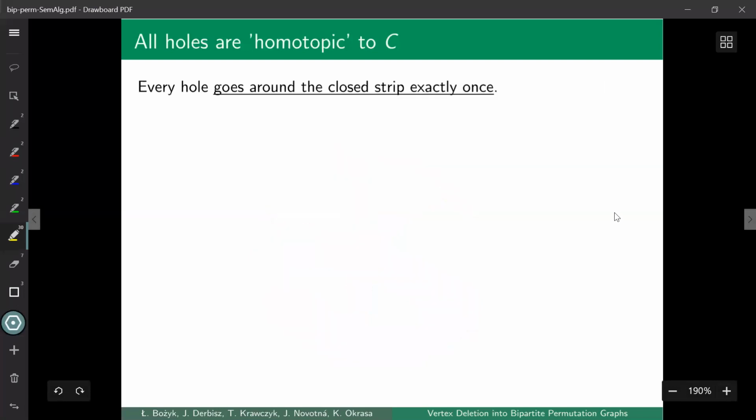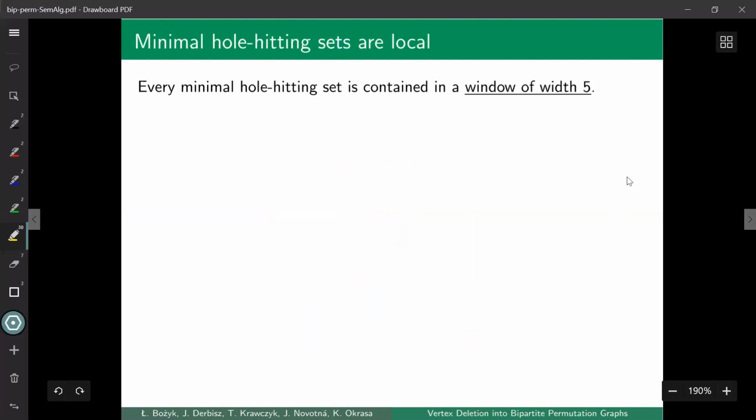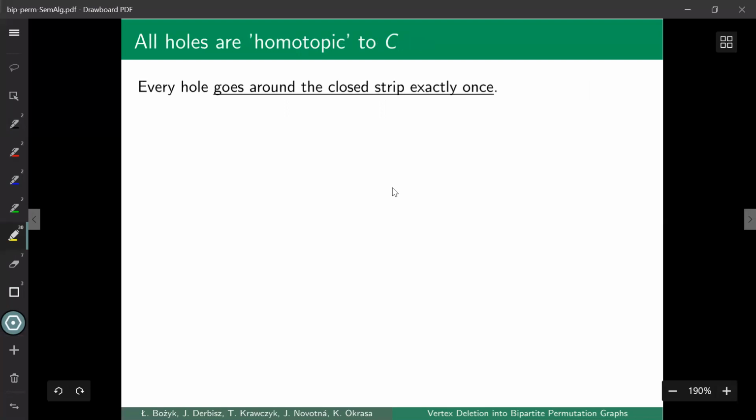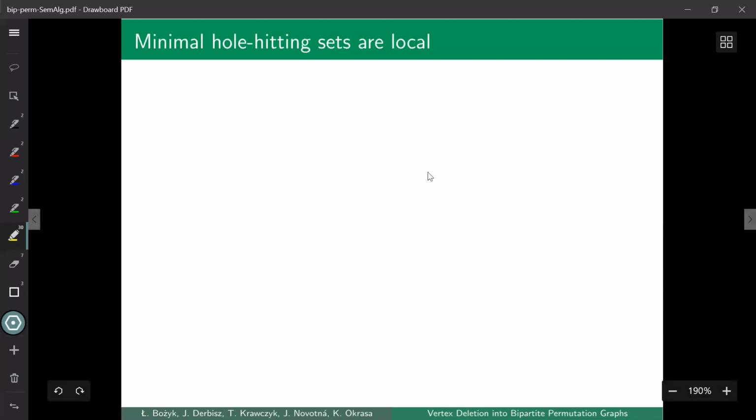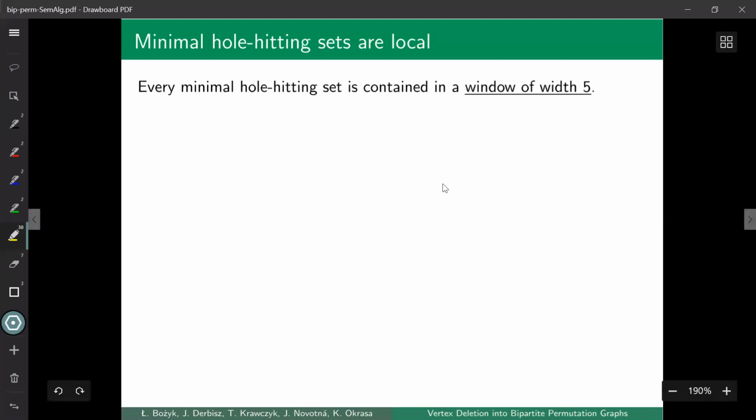Okay, I have two more statements prepared for you, but I'm afraid we're slowly running out of time. So maybe if some of you are interested in the details of these proofs. The first one is that the holes are homotopic to the shortest one. As I said, they go around this glued strip. The other one is that the minimal hole hitting sets, which are crucial, are in fact local and not spread out over the entire strip.